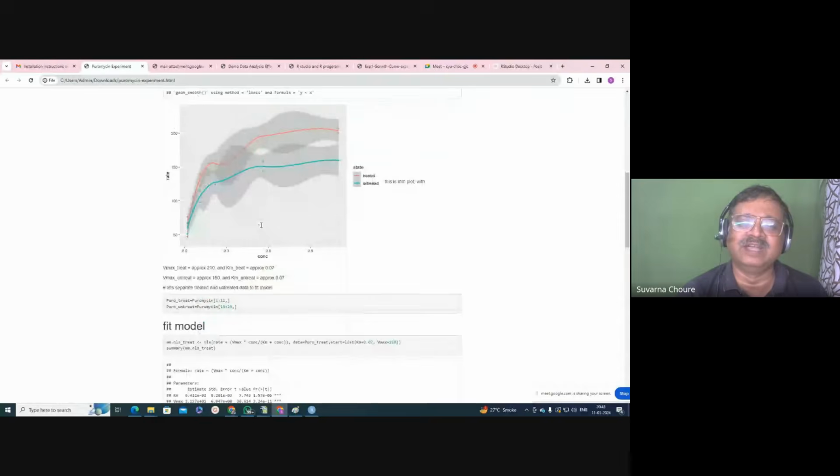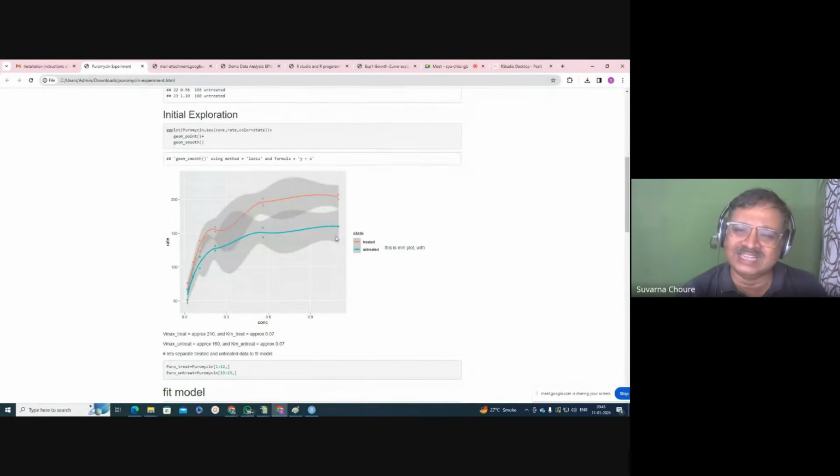This Puromycin experiment is there. You can see that Puromycin treatment increases the enzyme activity. This is the Michaelis-Menten curve of the Puromycin experiment, and activity gets increased when we treat the cells with Puromycin. Activity of that enzyme, glycosyl transferase, increases. A significant difference is there in between.